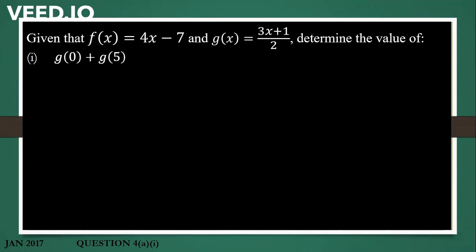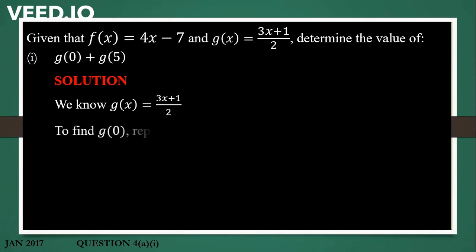In this question, we are asked to determine the value of g of 0 plus g of 5. You may pause the video at this time and attempt the question. We will check our solution at the end of this question. So we know that g of x is (3x plus 1) all divided by 2. We are asked to find the sum of g of 0 plus g of 5. To do that, first we are going to find the value of g of 0.